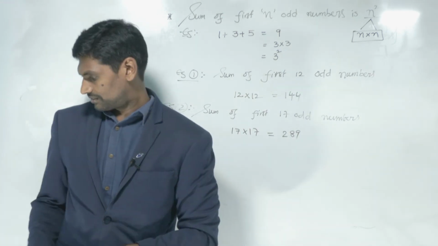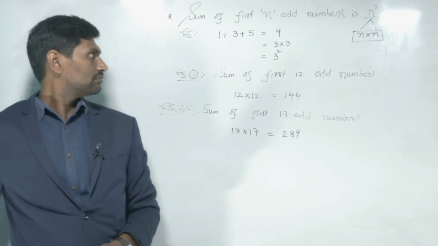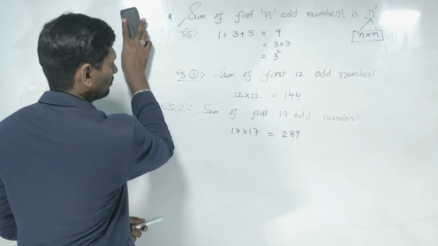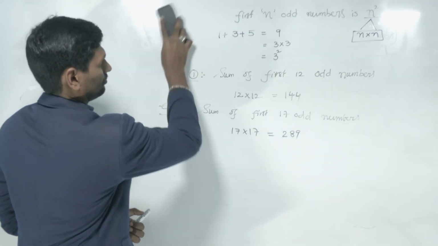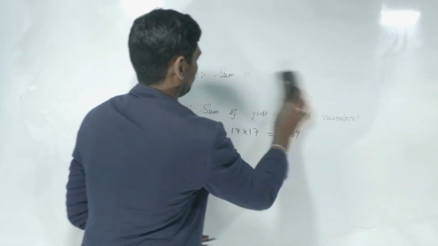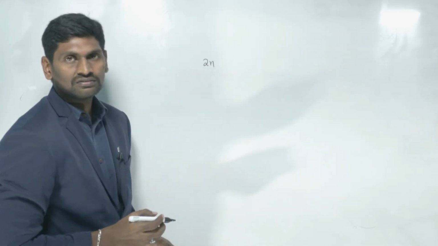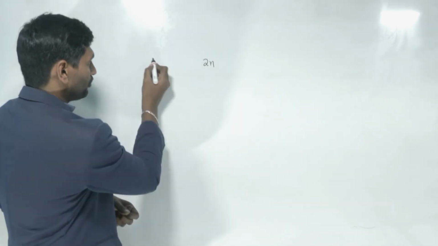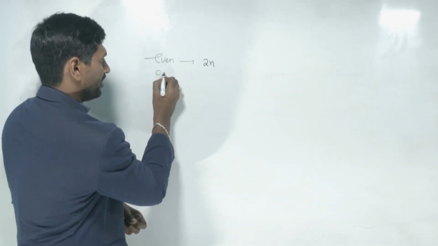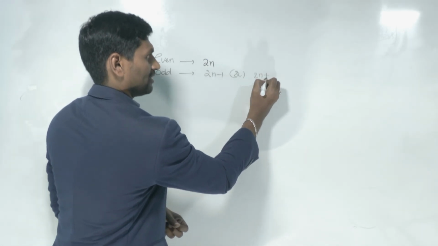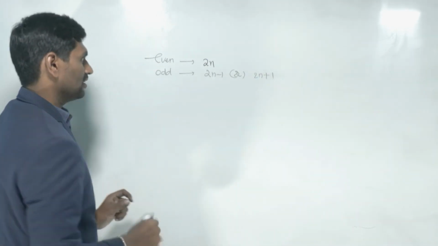Next. So I'm writing the concepts you are learning. Even number formula is 2n. That means every even number is in the form of 2n. And every odd number is in the form of 2n minus 1 or 2n plus 1, any one of the formulas.